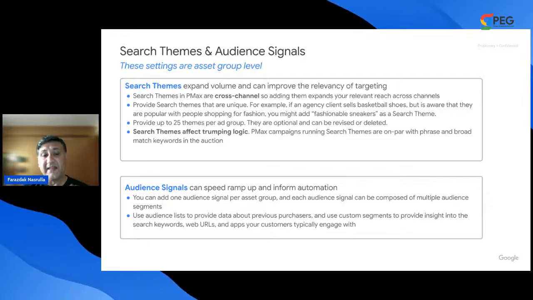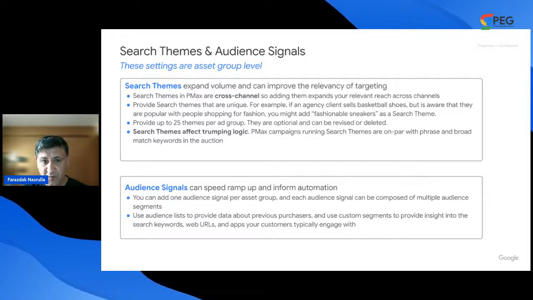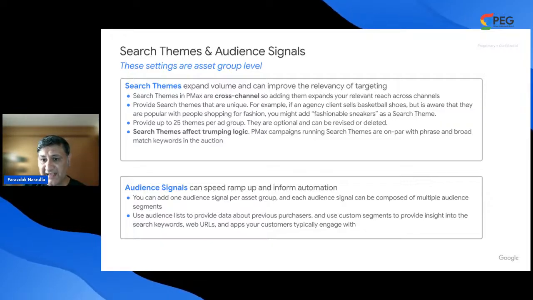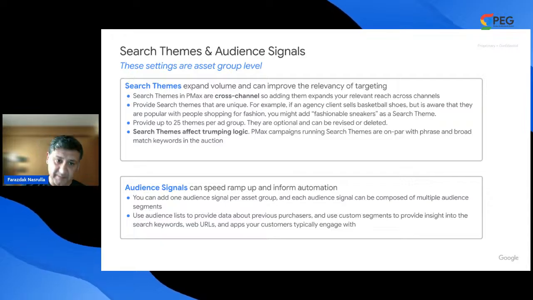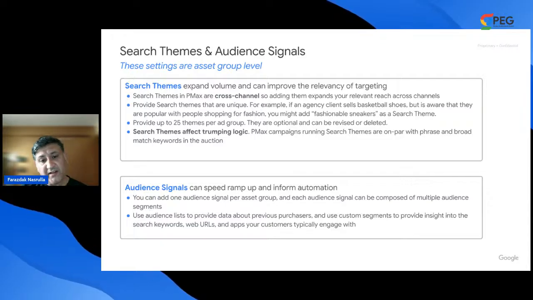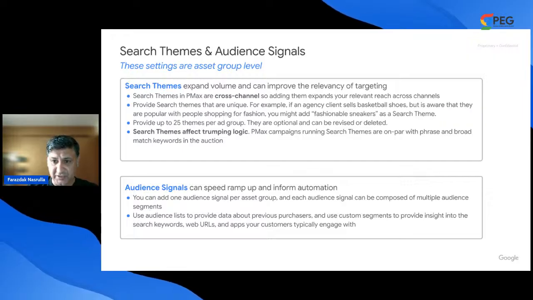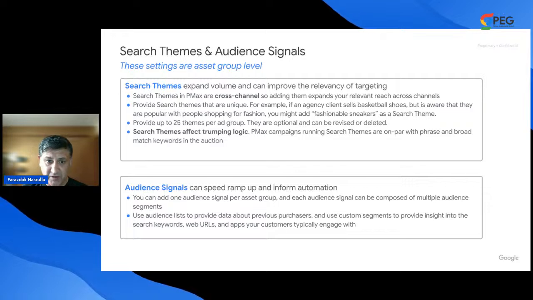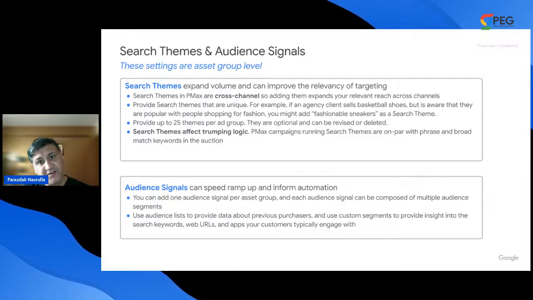Now, the next thing is audience signals. On the other hand, they help to speed up the campaign ramp up process and provide valuable information to the AI about who your ideal customer is. You can add your primary audience signals per asset group, and each signal can be composed of multiple audience segments. Leverage your audience list to provide data about previous purchases. These are highly valuable for retargeting or creating lookalike audiences. You can also use custom segments based on insights into the search keywords, web URLs, and apps your customers typically engage with. This helps the AI understand their interests and behaviors.